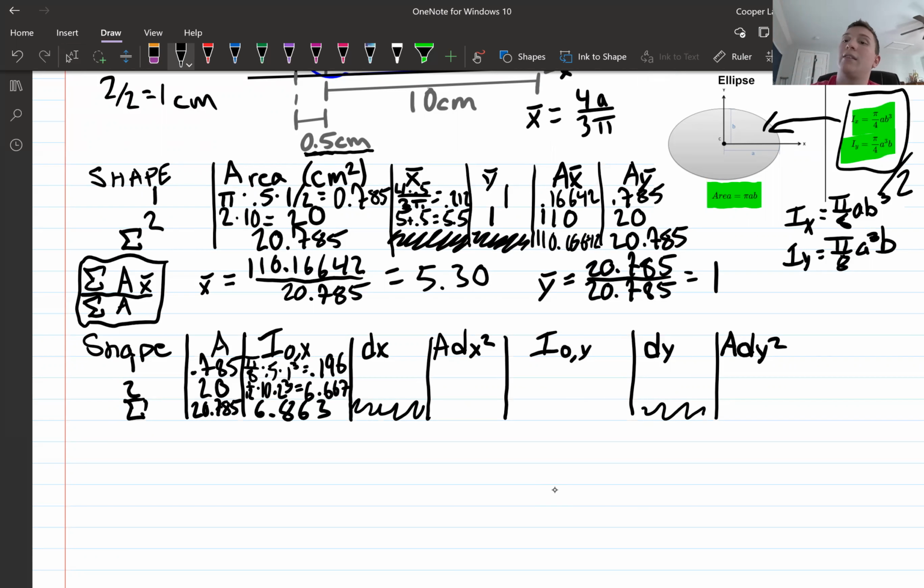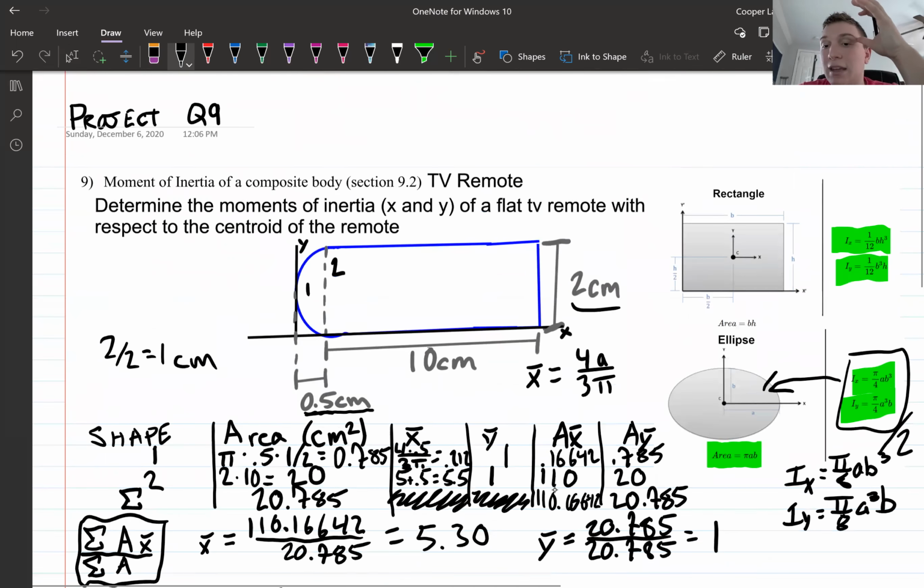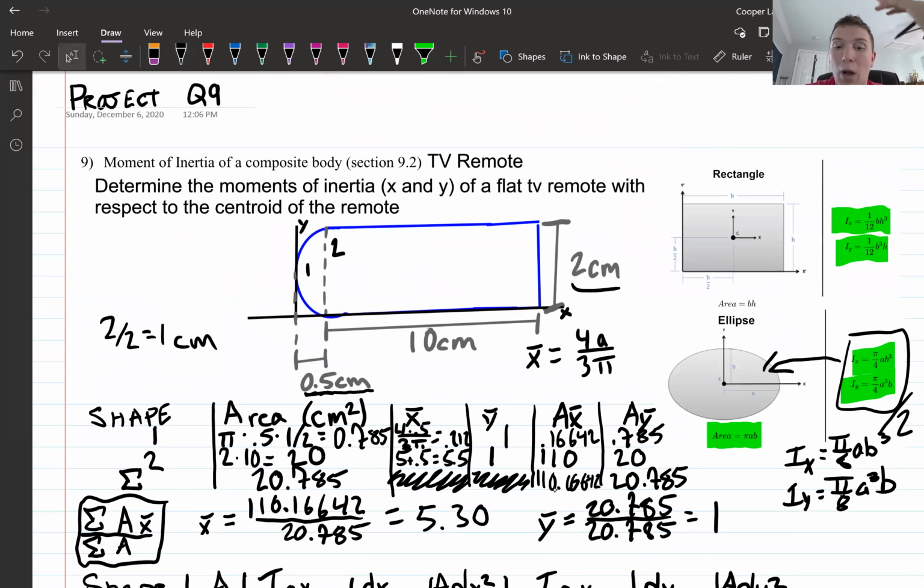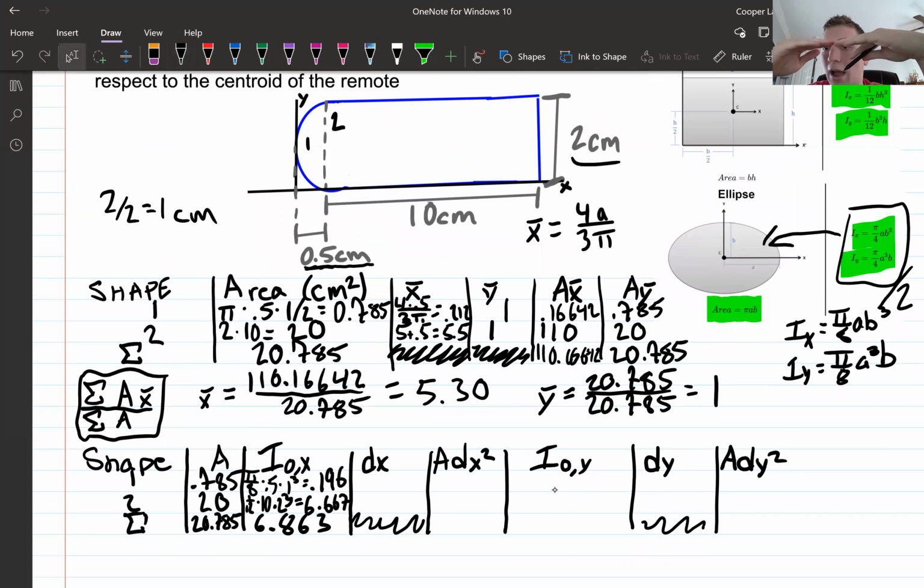So first we're going to look at dx. The way that we get dx is we look at the y bar of our shape and see how different it is from our overall y bar. When we look at this, our overall y bar for the entire TV remote is 1, while both of our shapes also have 1. So that means we'd be doing 1 minus 1, which gives us 0 for both of them.